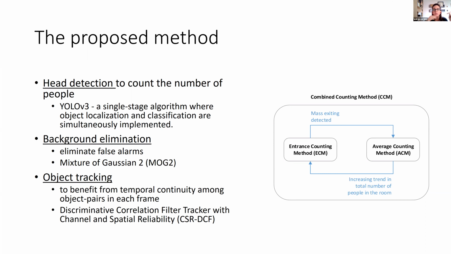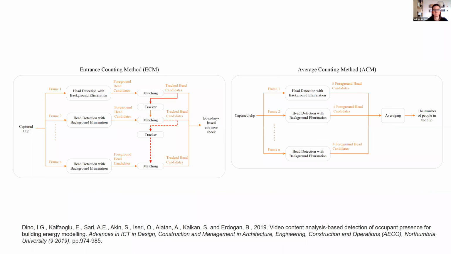And the combined counting method merges these methods in that it switches from one method to another as the environmental conditions allow. The details of these methods are very well documented, and you can see these in this conference paper that we published 2 years ago. A more recent one is coming up in the future, but for the time being, I think you can use this paper for further reference.